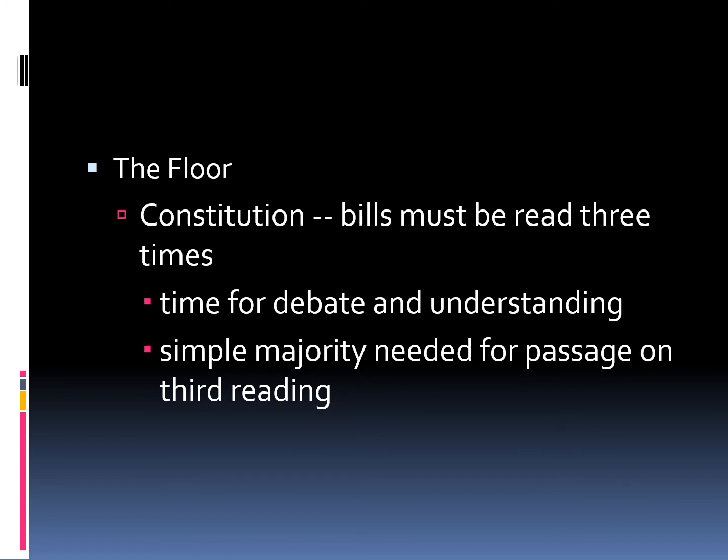Okay, so I keep talking about the floor and the floor and the floor. So let's talk about the floor then. The floor just means that this is where all of the rest of the legislators get to hear about what's going on with a particular bill, whether it be in the House of Representatives or in the Texas Senate, because they haven't seen the bill. It's only the committee that has seen the bill. So it gets to the floor, and the Constitution says that each bill must be read 3 times. The reason it needs to be read 3 times is that there needs to be time in between the readings for them to look at the bill, to understand the bill, to debate the bill. Upon the 3rd reading, it takes a simple majority to pass. The simple majority means 50% plus 1 vote.